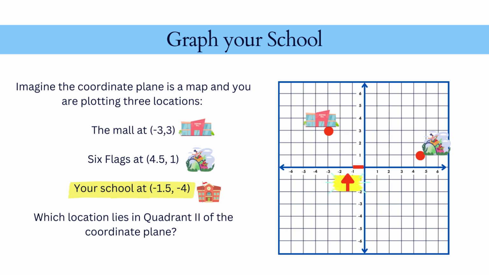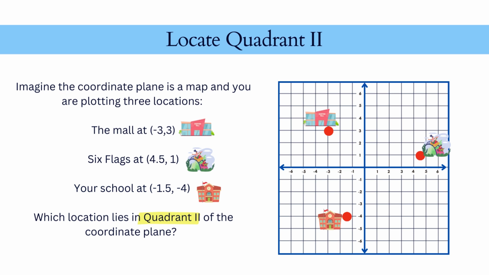Now let's graph the student's school at -1.5, -4. Head to -1.5 on the axis. Move down 4 units and place your coordinate point. Then label. Now that all 3 locations have been graphed, it's time to locate quadrant 2.